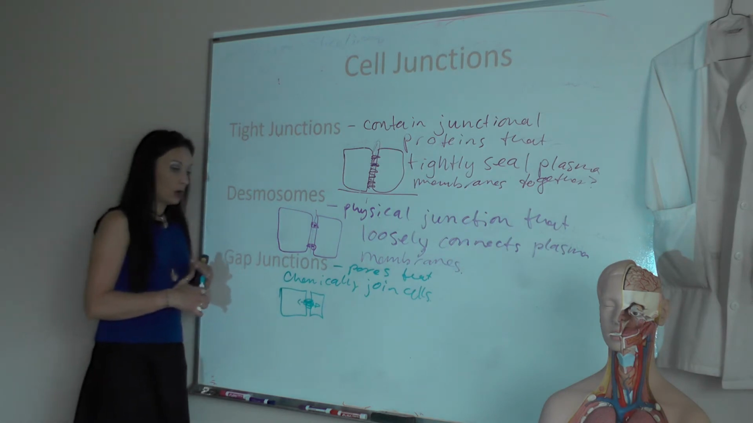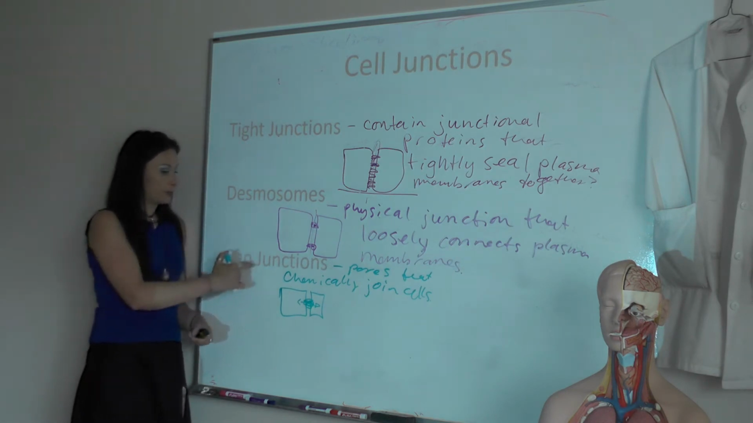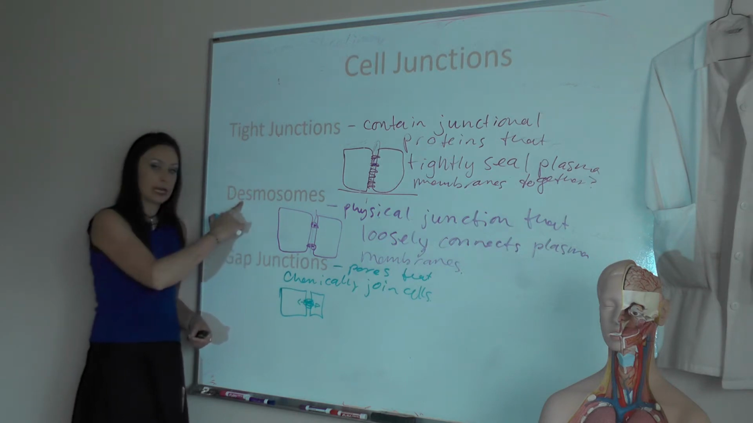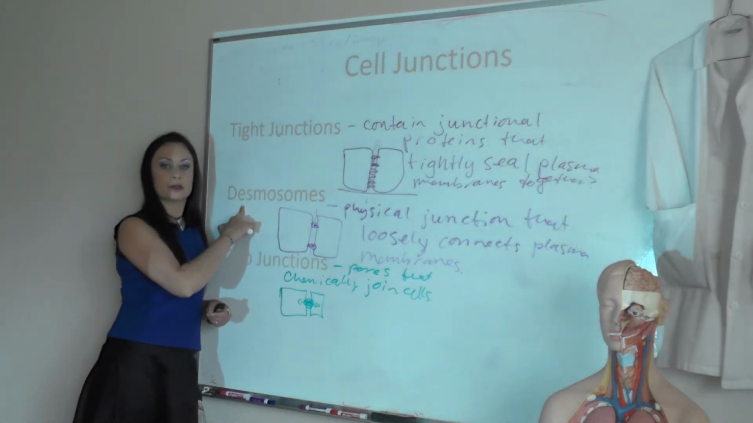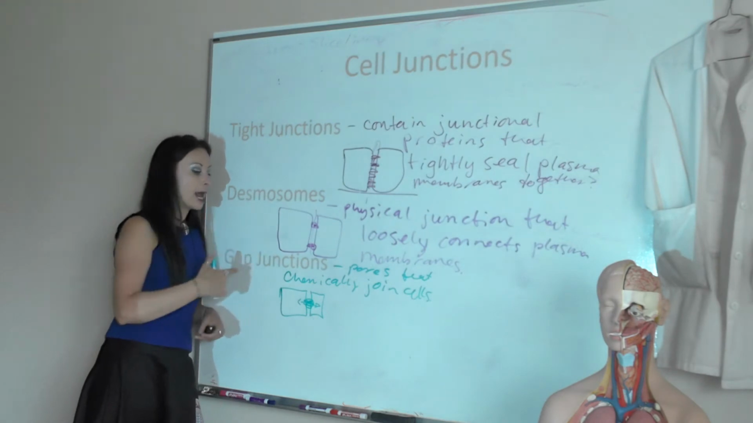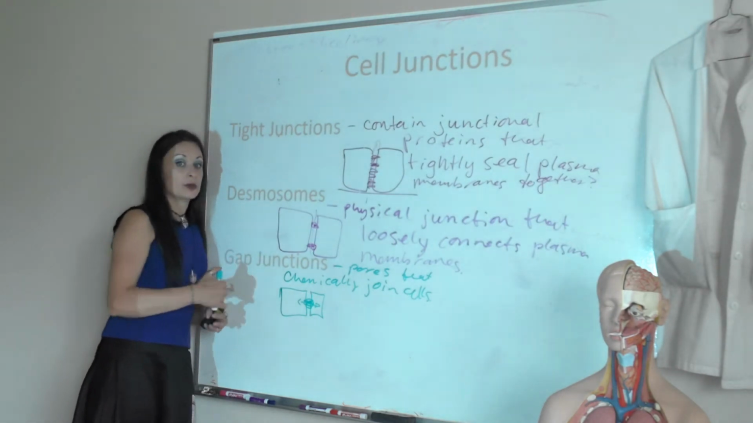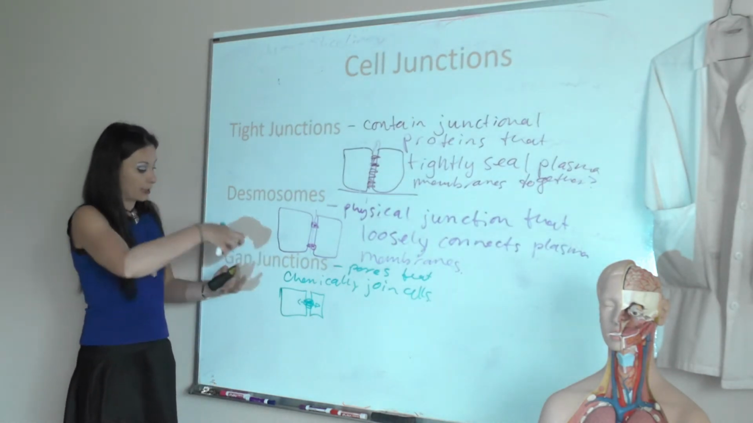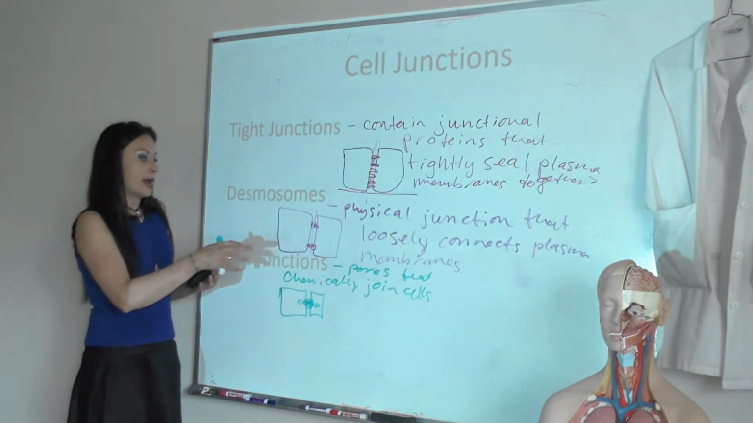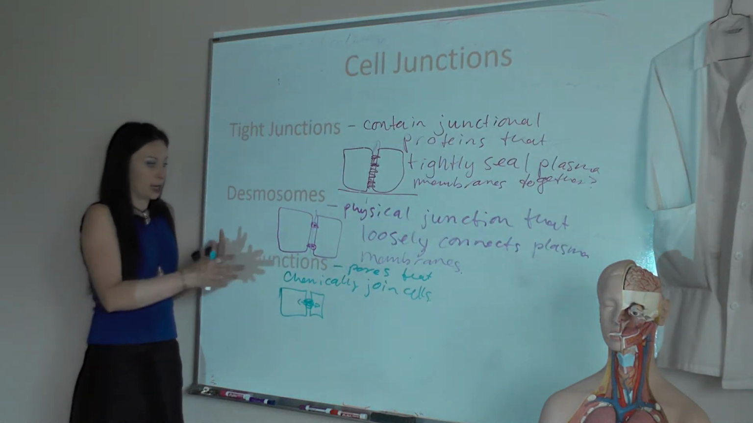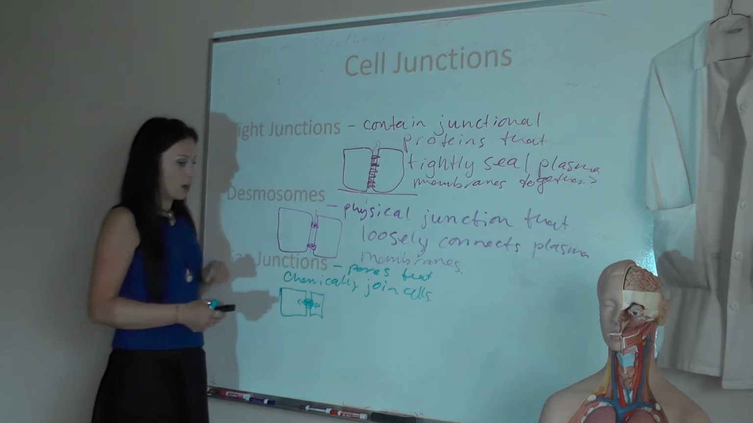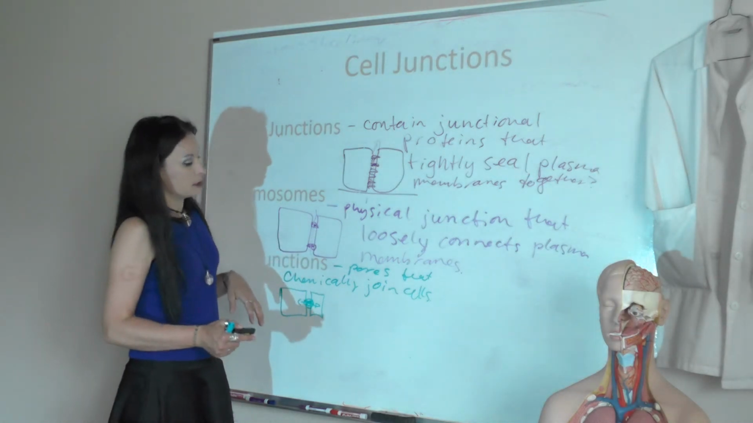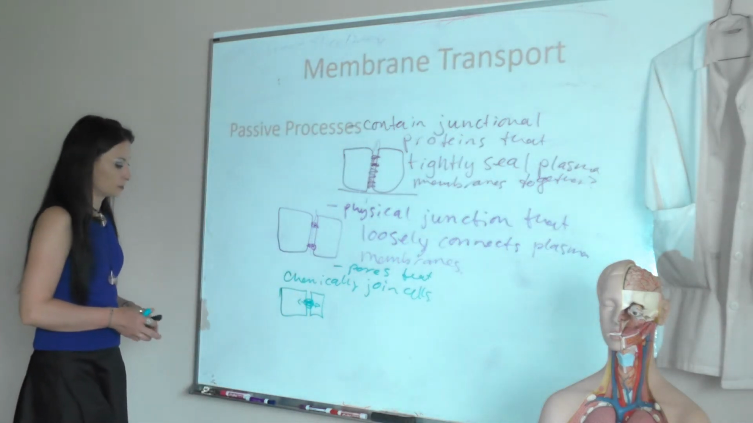In your heart, you actually find these specialized junctions called intercalated discs that have both of these things, so that all of the cardiac muscle cells are attached physically and chemically, so that when one contracts, they all contract. And because they're contracting and relaxing, we want them to be physically united as well. So we'll get there. Those are cell junctions.